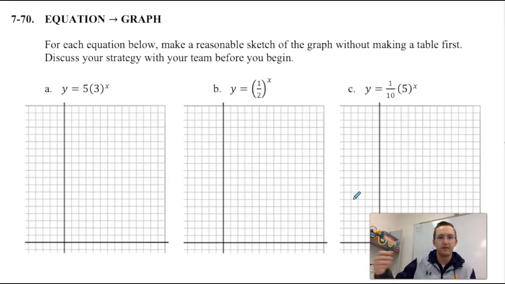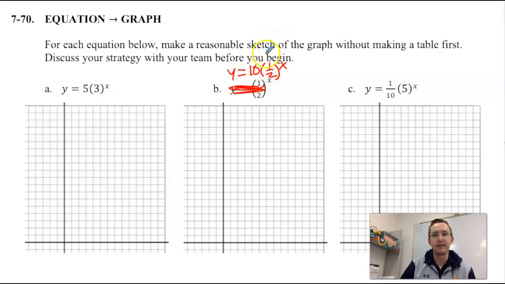So this one, we just want to make a reasonable sketch of each of these graphs without making a table first. First and foremost, there's a little typo here in our notes. y equals 1/2 to the x should actually be y equals 10 times 1/2 to the x. That'll make a little bit of a difference. But other than that, we should be able to make a pretty decent guess of what these things are going to look like just by plotting a few points.